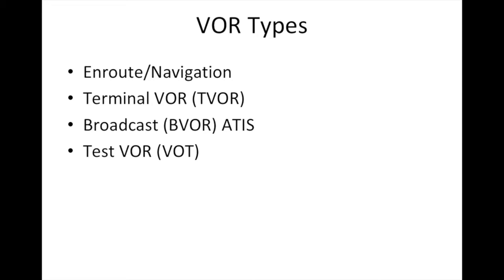And also there's the broadcast VOR, or BVOR, and this is actually what you listen to your ATIS on while you're in the cockpit for an airport. You know, information about the runway, news, etc. That's called a broadcast VOR, and that is used to actually transmit the ATIS that you listen to in the cockpit. So as you can see, there are four different types.